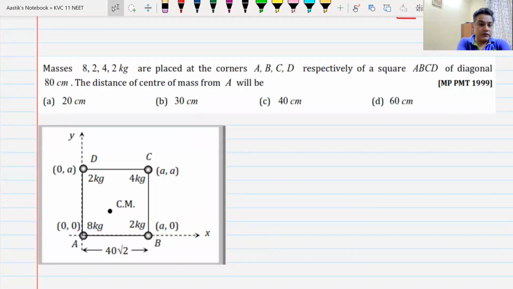Four masses, 8 kg, 2 kg, 4 kg, and 2 kg are placed at the corners of a square. This is how they are placed. You have to find out the distance. The diagonal of the square is given as 80 meters. Remember, the diagonal of the square is given as 80 meters. You have to find out the distance of the center of mass from the origin A.